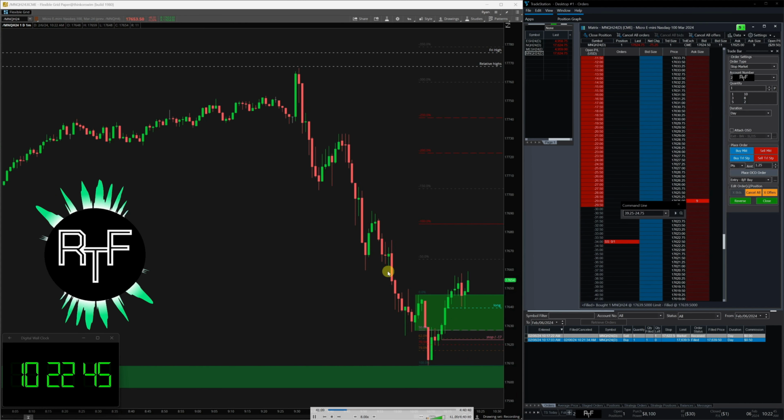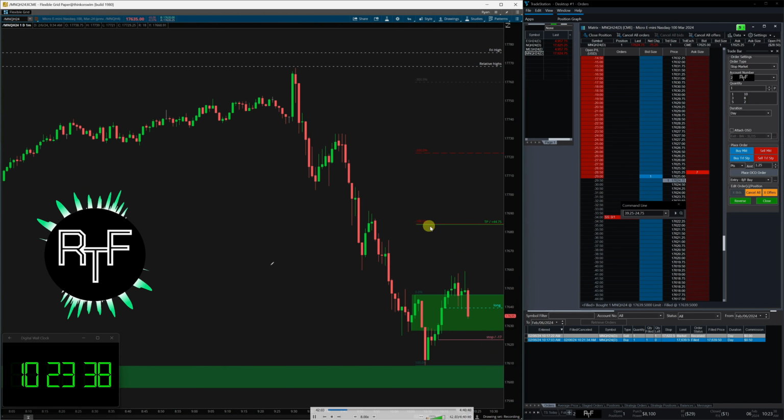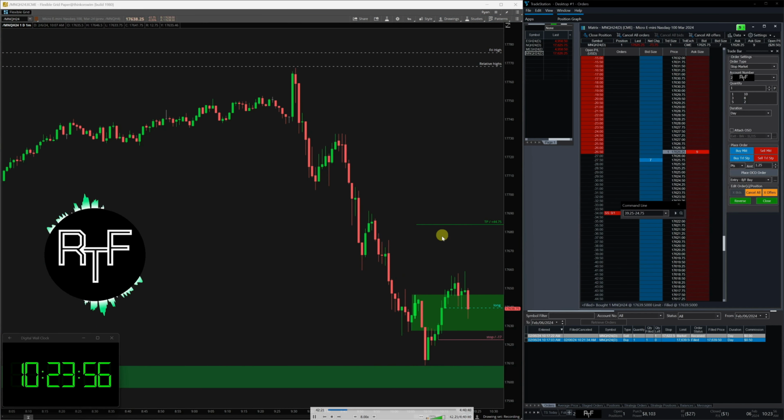Price is going into this fair value gap here. Currently it's using it as resistance, but I want to see it bust through above it. And I'm using projections here for my target price.